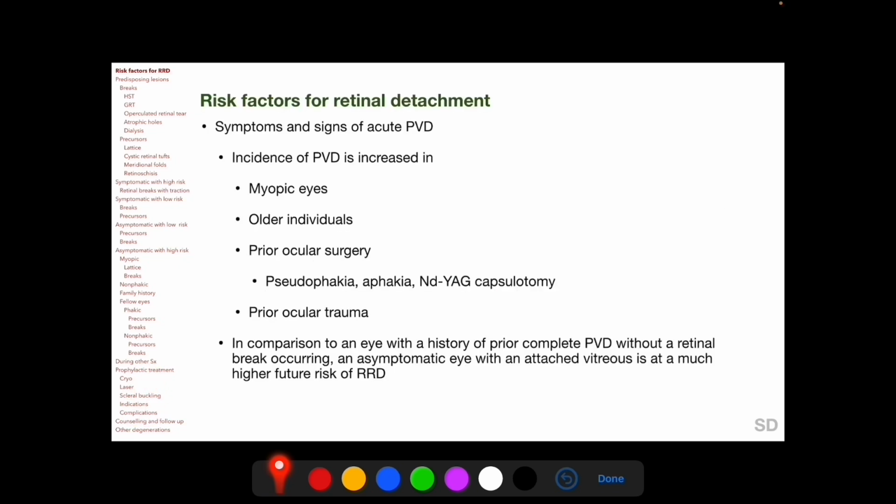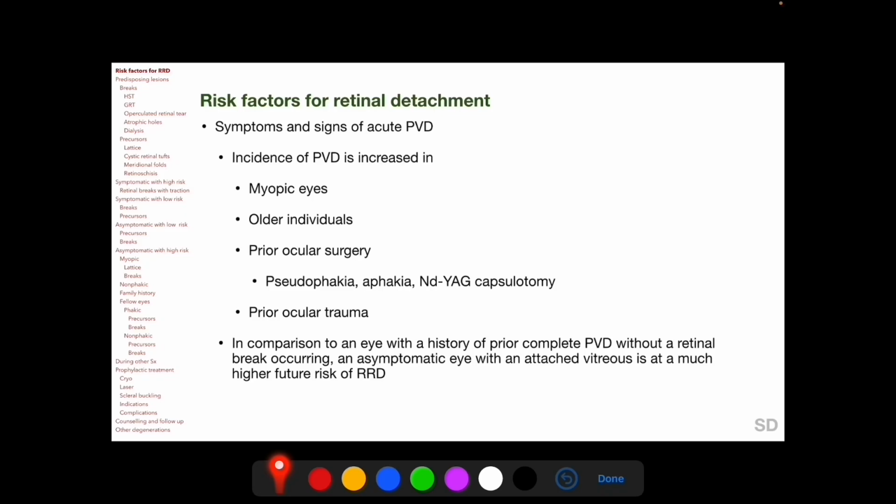So we'll start by enumerating the risk factors for retinal detachment and then describe the lesions predisposing towards rhegmatogenous retinal detachment. Then we'll take up individual clinical scenarios, namely symptomatic eyes with high risk of RRD, symptomatic eyes with low risk of RRD, asymptomatic eyes with low risk of RRD, and asymptomatic eyes with high risk of RRD.